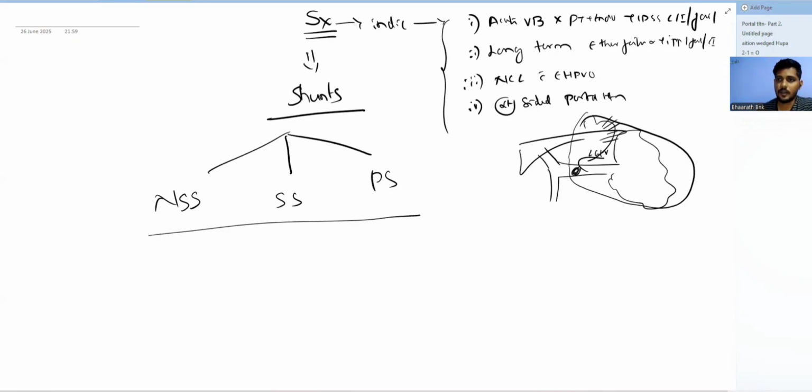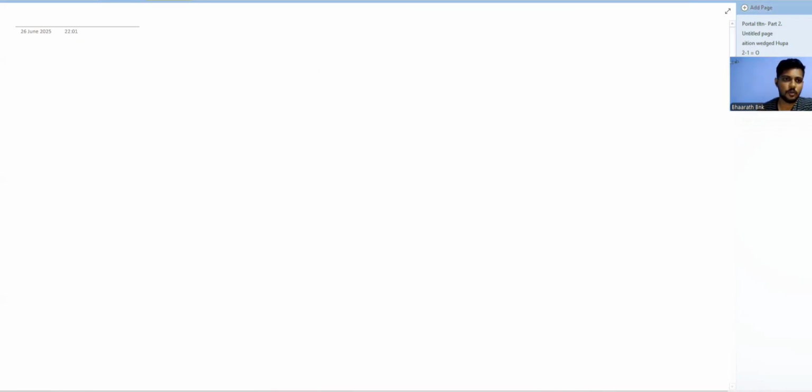Even though yesterday I told in detail about the portal venous anatomy, I just want to tell it once more, right? So that this will be helpful for understanding the shunts. So this is cecum, then there is small bowel and appendix, right?